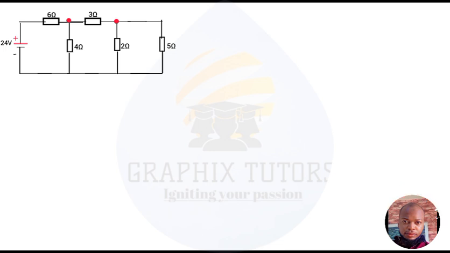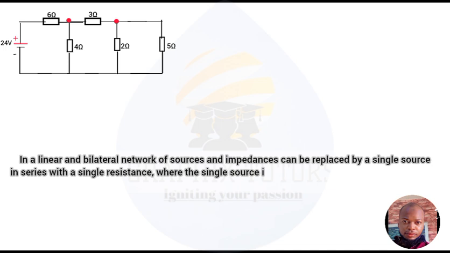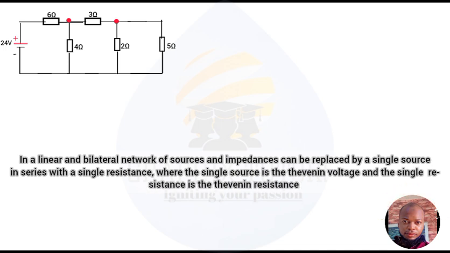Now, before we can analyze this given circuit, we need to understand what Thevenin theorem is. We need to know what we're actually dealing with here. Now, the Thevenin theorem states that in a linear and bilateral network of sources and resistances, impedances can be replaced by a single source in series with a single resistance, where the single source is the Thevenin voltage and the single resistance is the Thevenin resistance looking inward from the terminal.